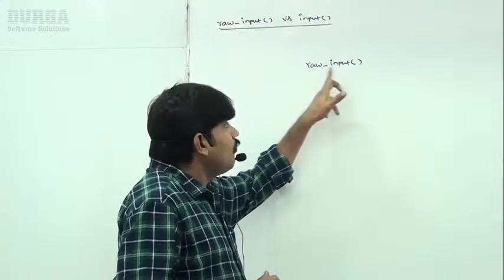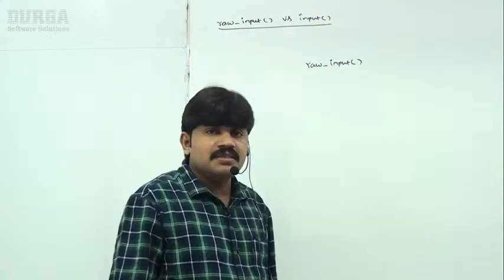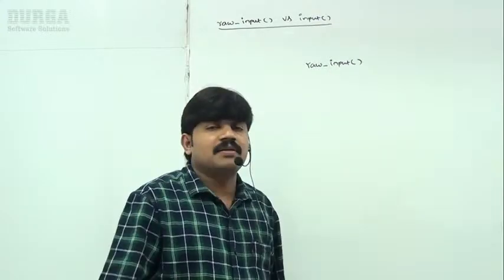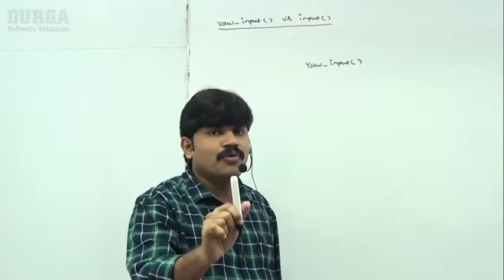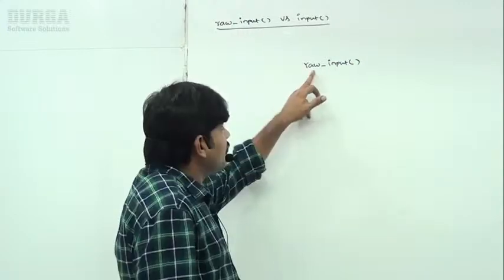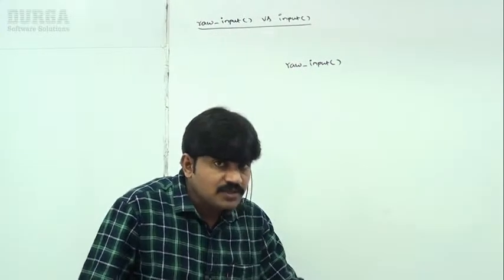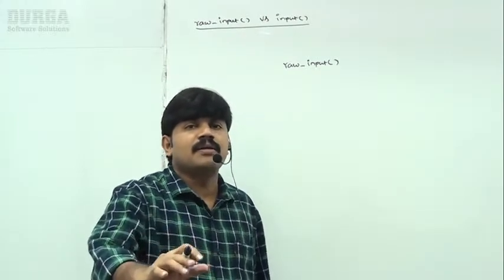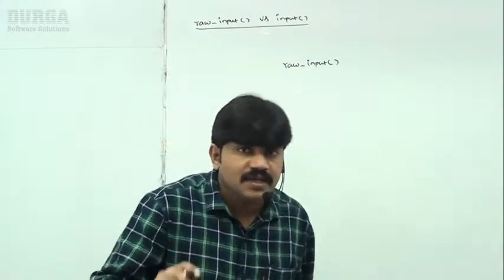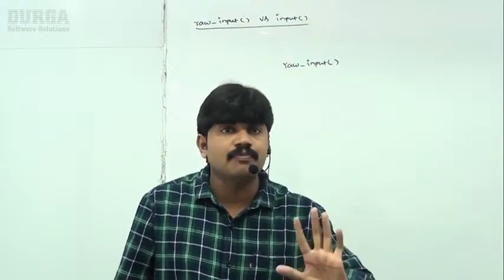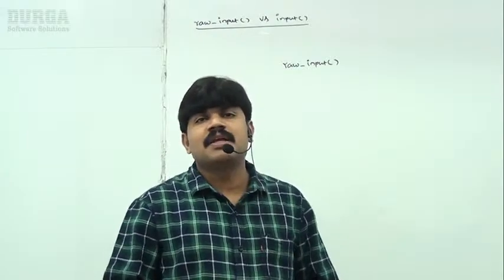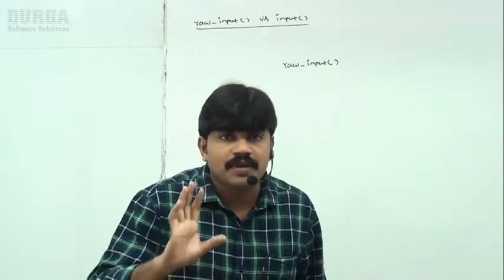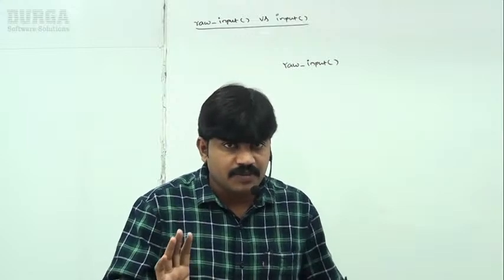But the problem with raw input is that it is always going to return a string only. Remember, the return type of raw input is always going to be a string only. Even if you enter numbers, it is still considered a string type only. Compulsorily we have to perform typecasting by using the corresponding typecasting methods, right?